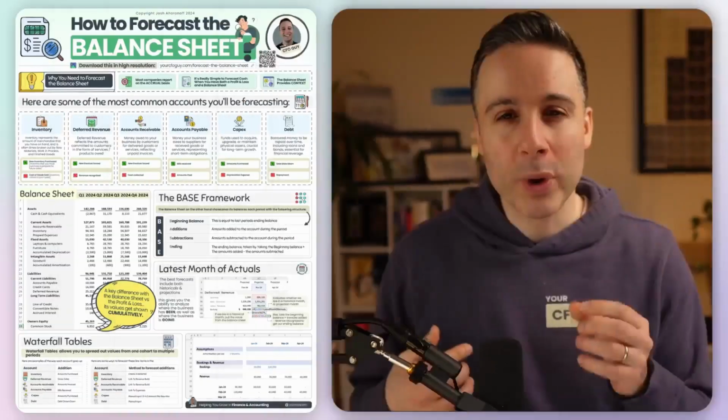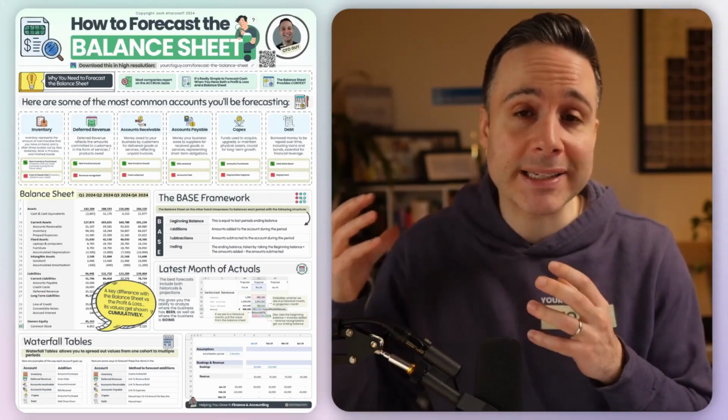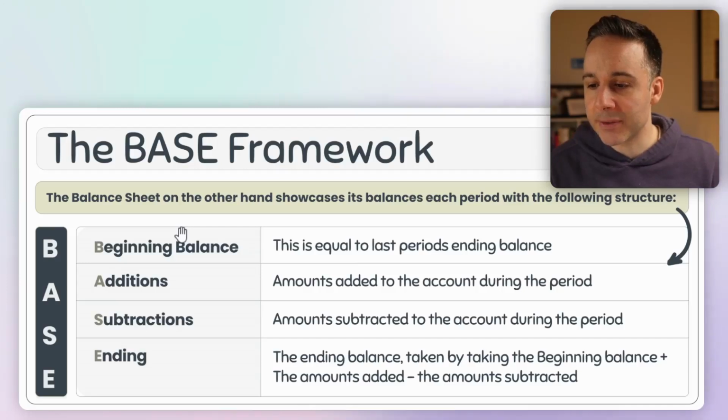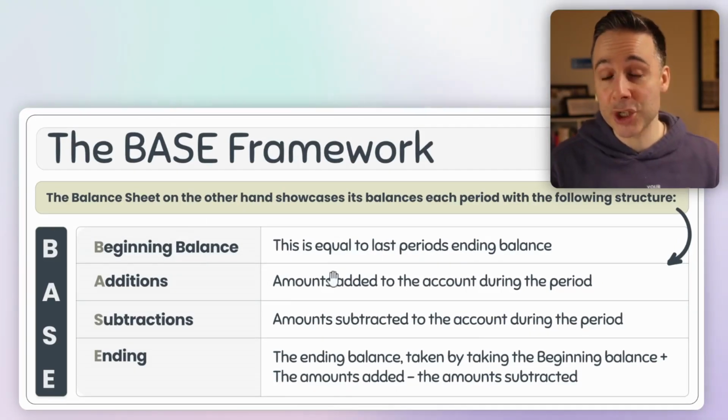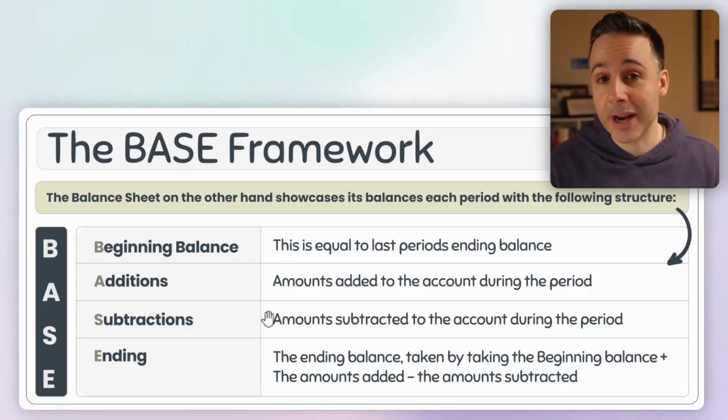And now it's time to discuss the last part in this important section on forecasting. We're going to touch base on a really brief overview on how exactly you should forecast out the balance sheet. Like we spoke about earlier, the balance sheet follows the base framework, which means you take the beginning balance, add any additions to that amount, subtract out any subtractions, and then you'll get your ending balance.